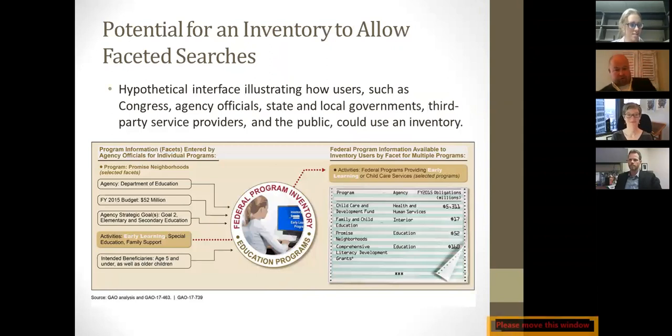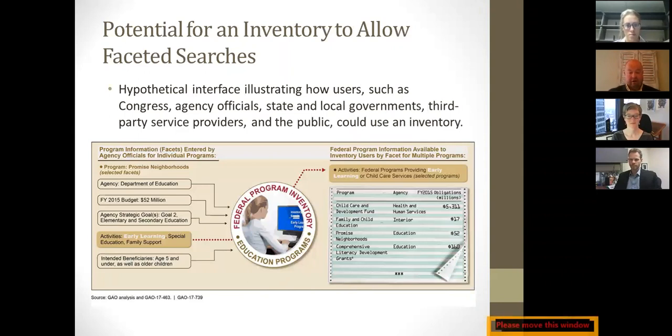So we've talked a lot about the aspects of what we think the inventory could include following an information architecture approach. This slide basically, as we talked about already, is to be able to do searches by different facets. And it's kind of hard to present something that really is a dynamic capability in a static environment like this. But really what this figure is intended to show is that for any of those facets that Michelle just talked about, such as which agency, what the budget was, what the strategic goal is, and then most importantly, perhaps, what are the actual activities provided.